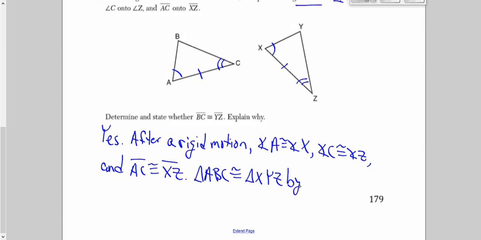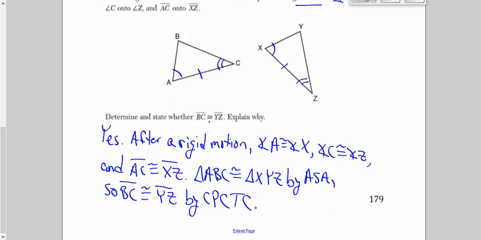All right, I need one more thing here. The triangles are congruent by angle side angle. Right? So what? Segment BC is congruent to segment YZ by CPCTC, right? There we go. So you need all that, right?